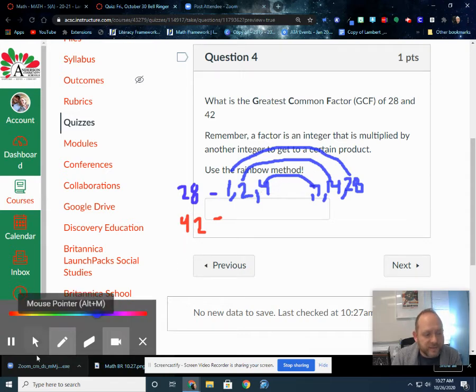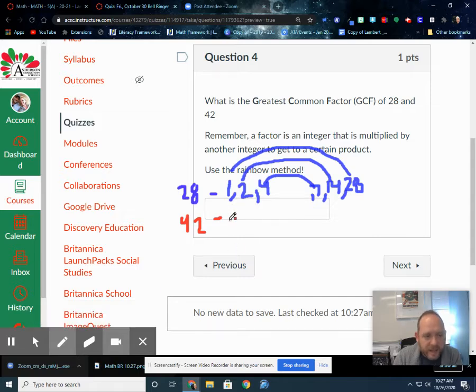Now let's look at our factors of 42 so that we can compare here at the end. So we have 1 and 42, of course. I'm guessing there's going to be a couple more factors here, so we'll give a little more space. We'll do a downwards rainbow this time. 2, of course, will work because that is an even number, and that's 2 times 21.